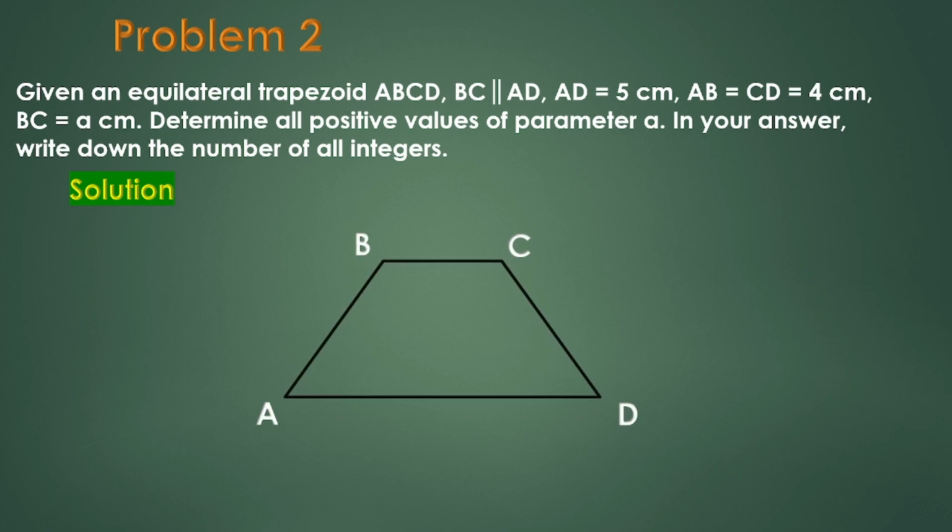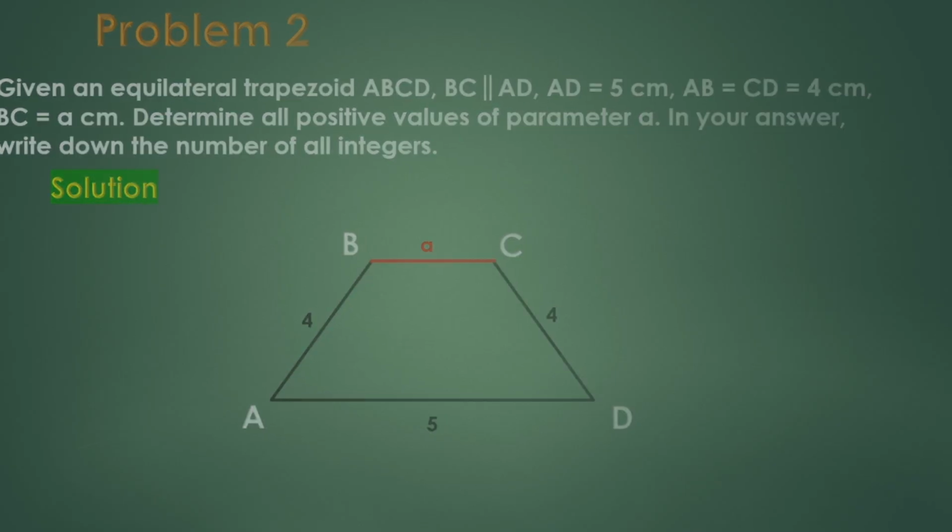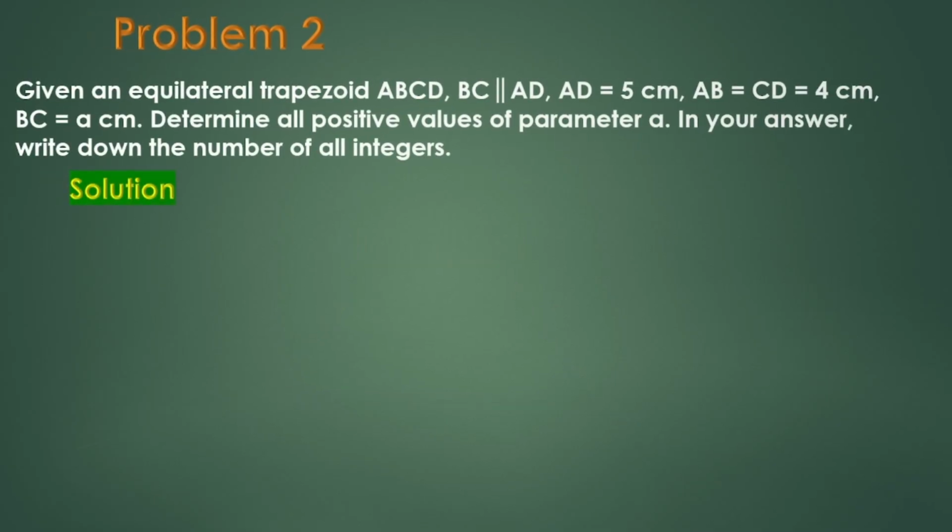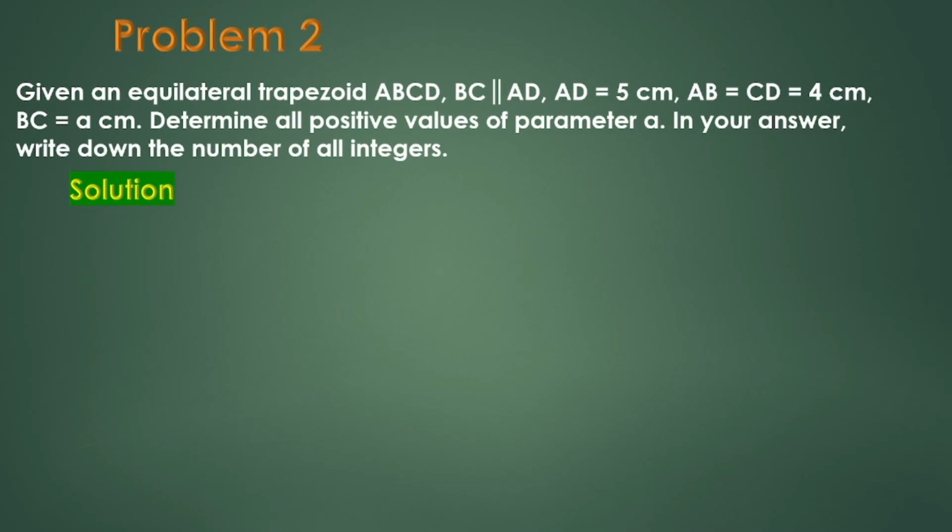Solution. And so I draw an isosceles trapezoid ABCD, denote that the base AD equals 5. The sides of the trapezoid will be equal to 4, and denote that BC is equal to A by condition. If A is any number, then there are some questions regarding this base. We will now consider several options for the lengths of this base.